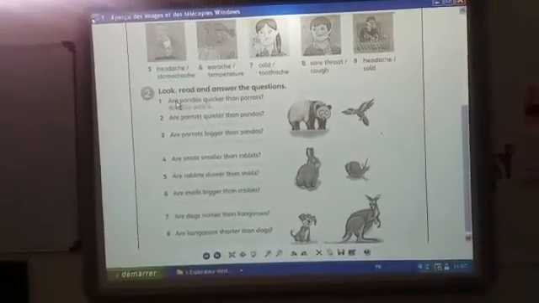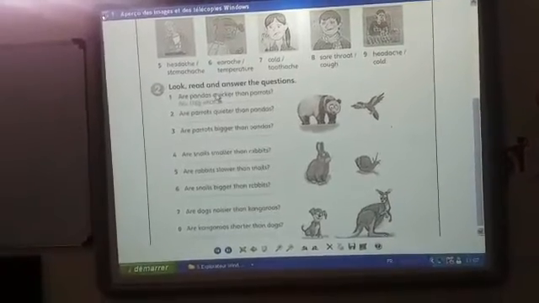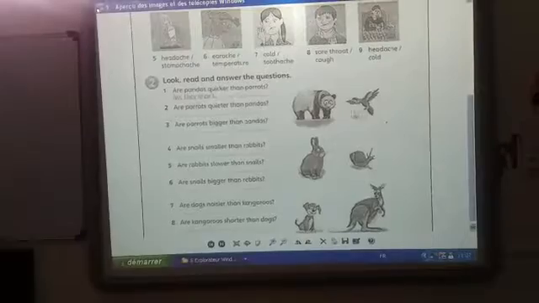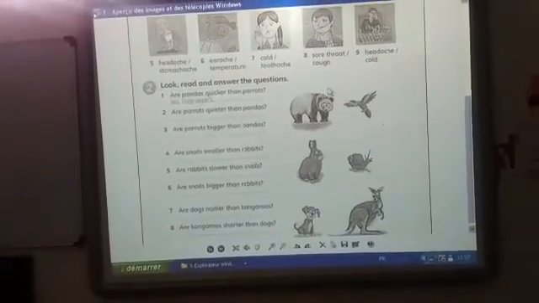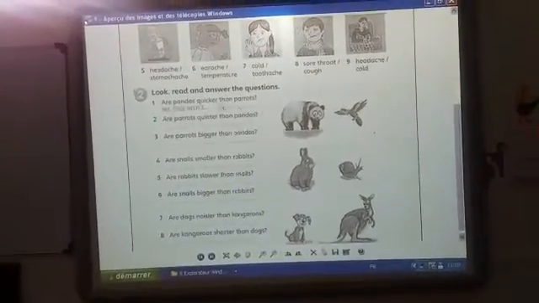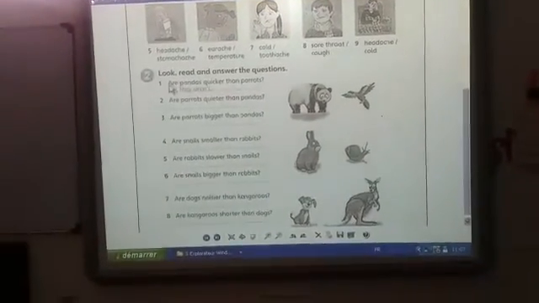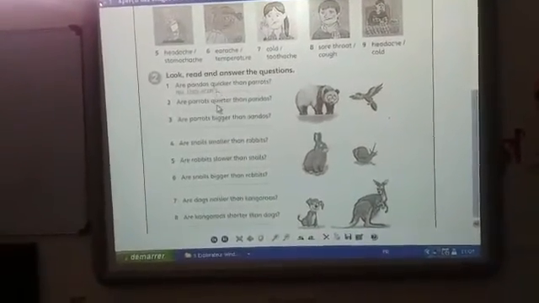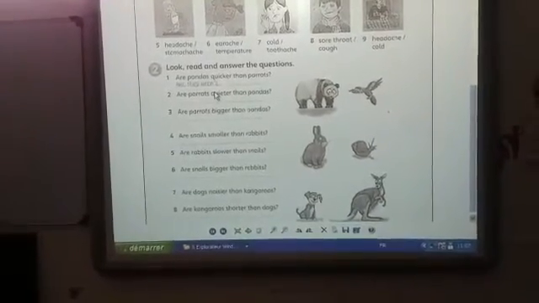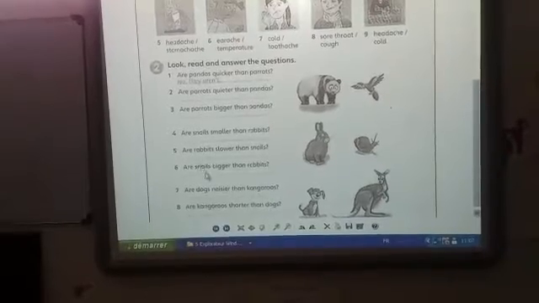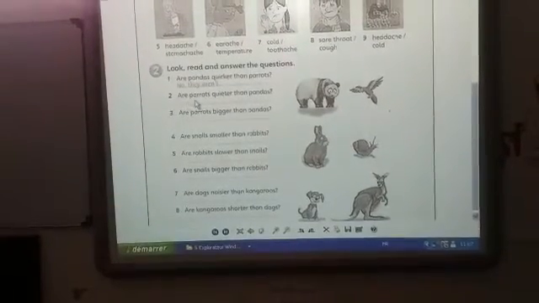The first one is an example: are pandas quicker than parrots? So I ask a question comparing the panda with the parrot, and the adjective is quicker than. Are pandas quicker than parrots? No, they aren't. The same thing happens with 2 to 8. Asking questions and we need answers either yes or no.